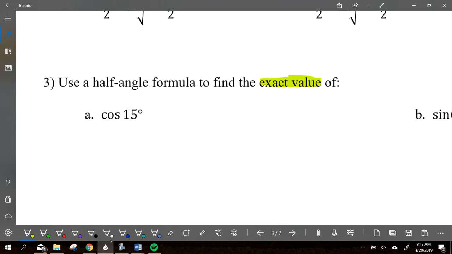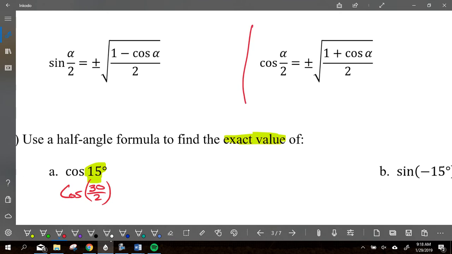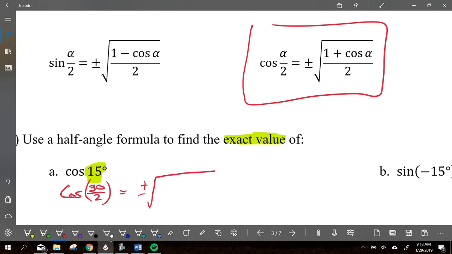What angle would I use to get 15 degrees if I'm cutting it in half using something on our unit circle? 30, yeah. This is the same thing as cosine of 30 divided by 2. It's the same concept. I took some angle and I cut it in half. So I can use my cosine half formula, which is this guy right here. This is going to be equal to plus or minus the square root of 1 plus cosine of 30 degrees, all divided by 2.